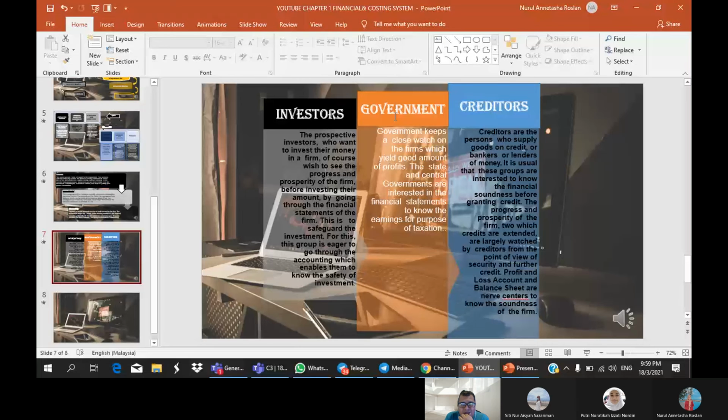The last one is creditor. Creditors are the person who supply goods on credit, or banker or lender of money. It is usual that this group are interested to know the financial soundness before granting credit. The progress and prosperity of the firm to which credit is extended are largely watched by creditors from the point of view of security and future credit. Profit and loss account and balance sheet are nerve centers to know the soundness of the firm.